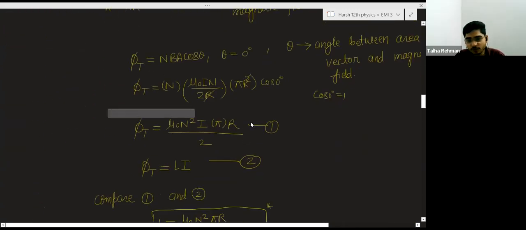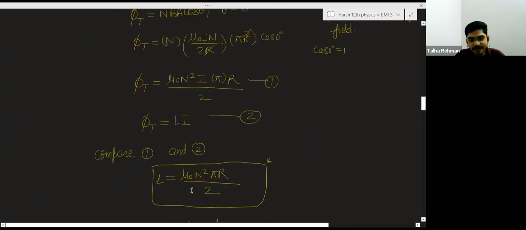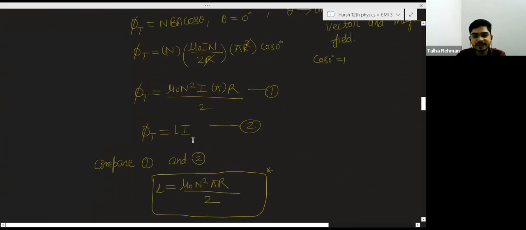When you compare both the equations, you will get this L, because this I and this I will cancel out. This L will be equal to mu naught n square pi r by 2. Mu naught n square pi r by 2.